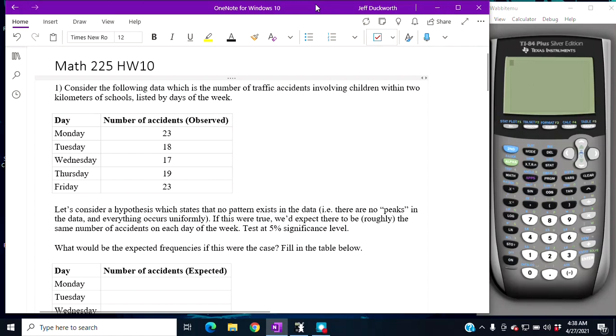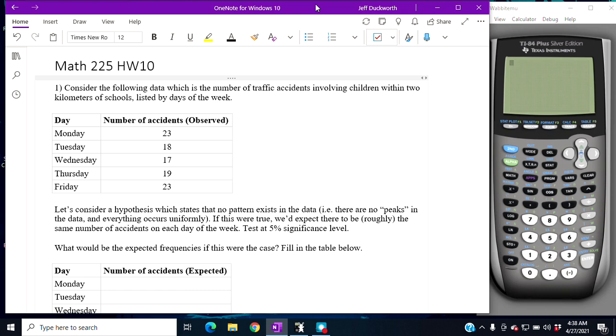Let's take a look at homework number 10 here. So considering the following data, which is the number of traffic accidents involving children within 2 kilometers of schools listed by days of the week. So you've got the Monday through Friday spread there.